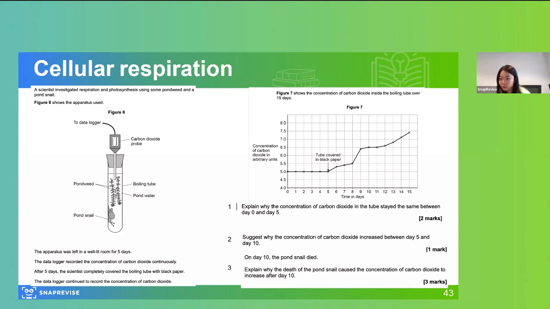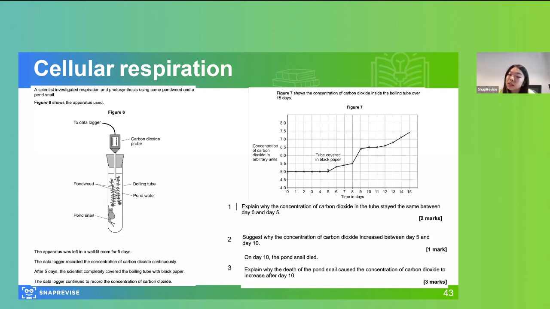What do we know about respiration and photosynthesis? We know that with respiration, we're taking in oxygen and releasing carbon dioxide. Photosynthesis is taking in carbon dioxide at the same time. So that explains why there's no change: the pondweed is photosynthesising, taking in carbon dioxide, and the pond snail and the pondweed are also respiring, releasing carbon dioxide. So there's no change because they're releasing and taking in at the same time. That's the explanation for that.